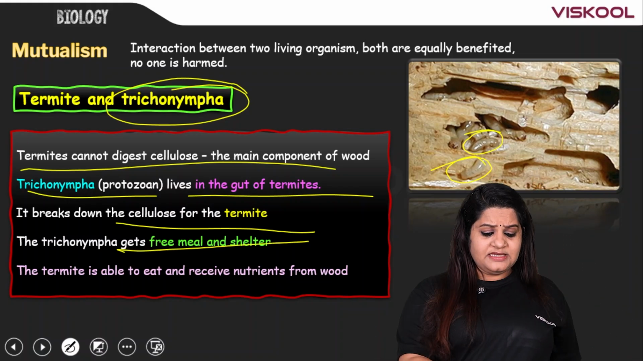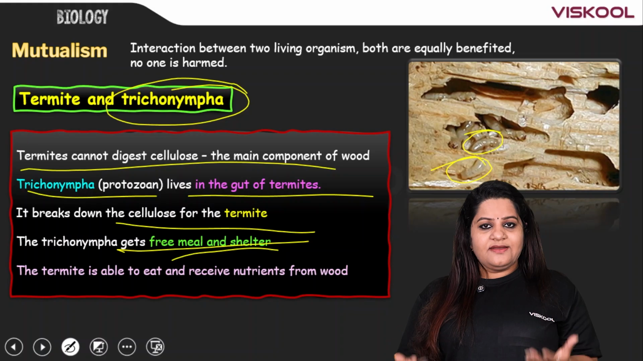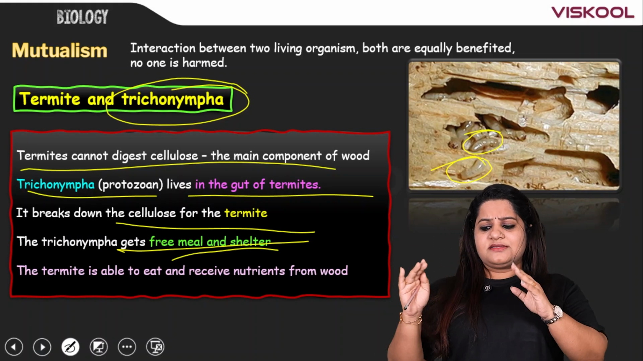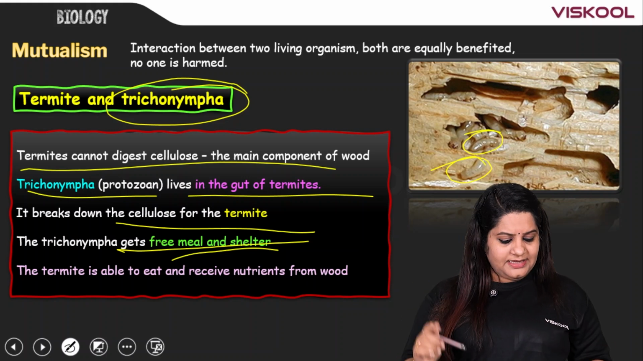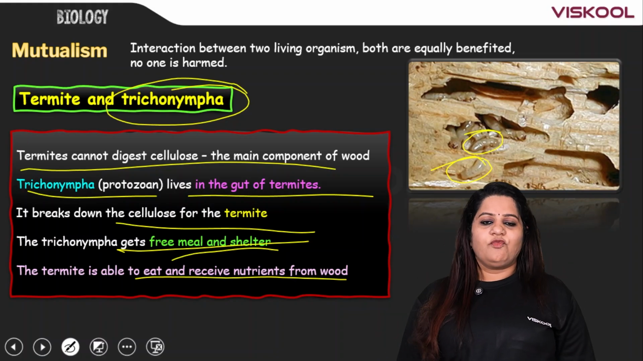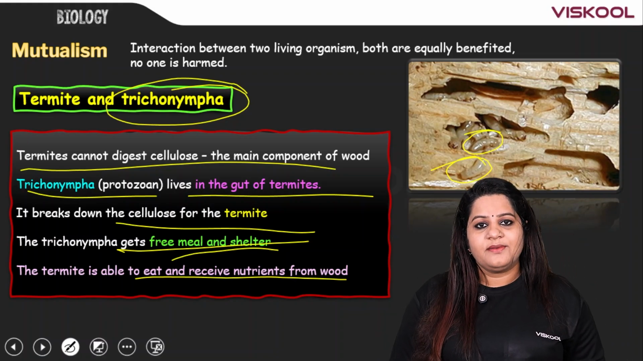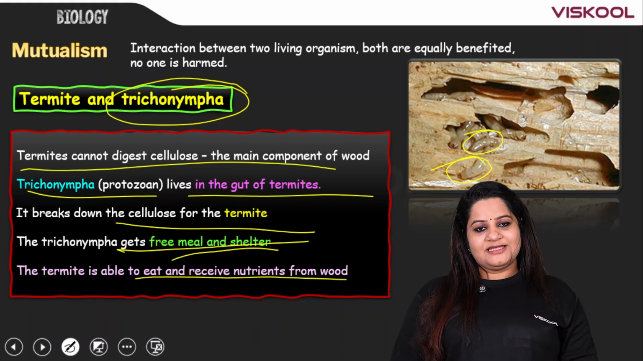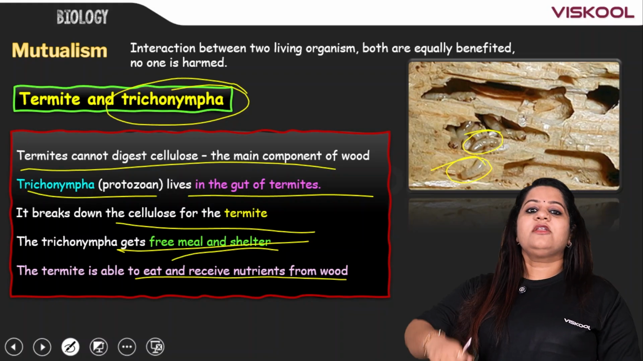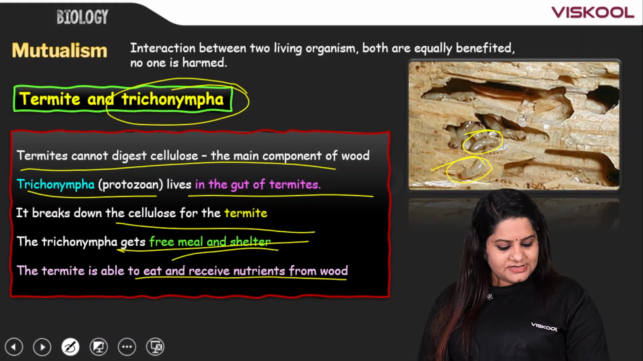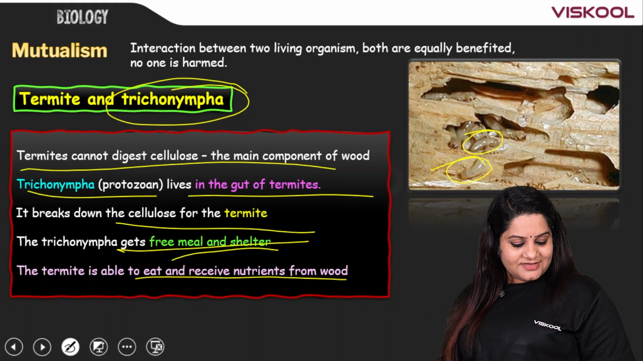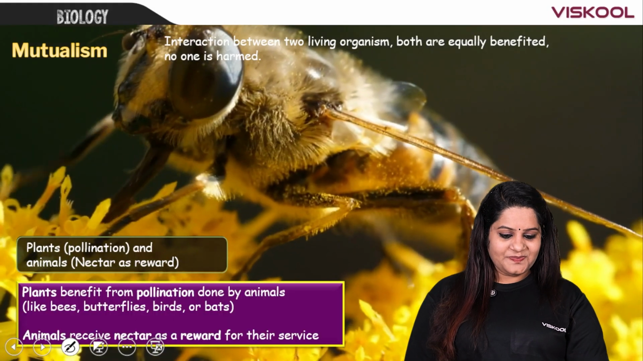Trichonympha gets free meal and shelter. It can live there and it is getting a free meal also. It just wants to digest the cellulose which termites eat, right? The termite is about to eat and receive nutrients from the wood. So here both are benefited. The cellulose gets digested by whom? Our trichonympha. For whom? For our termites. Understood? The third one is also over. Termite and trichonympha. TT. Termite and trichonympha.